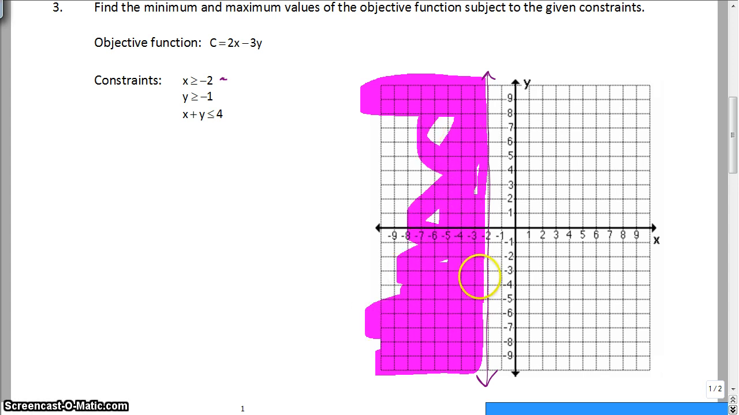Then you're going to graph your next line, which is y is greater than or equal to -1. So we're going to do our horizontal line at y equals -1. It's greater than, so we are going to shade false, meaning we are going to shade below.